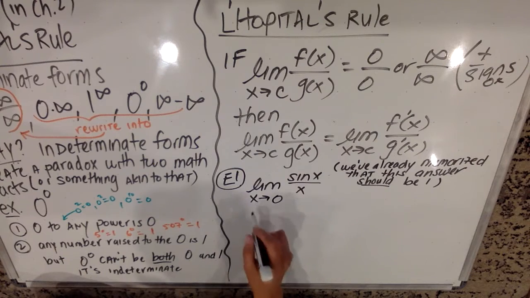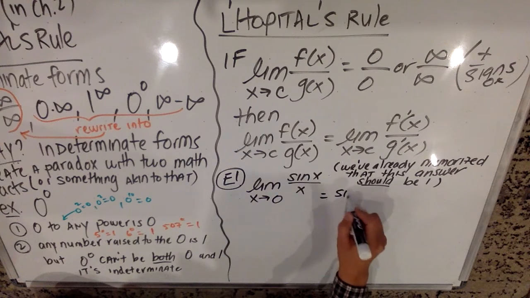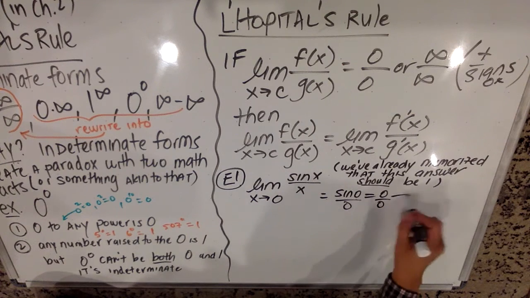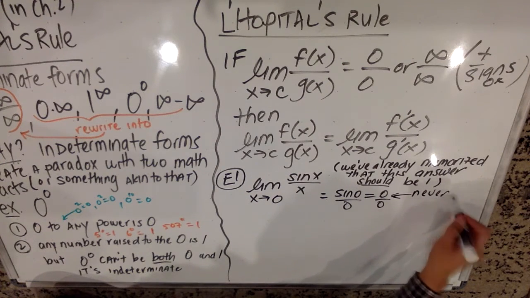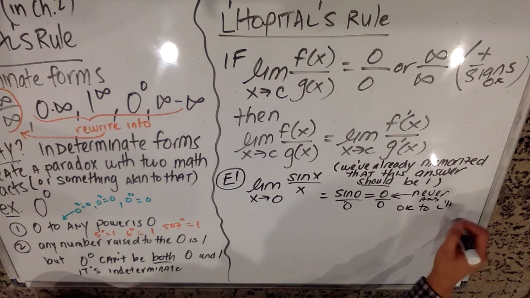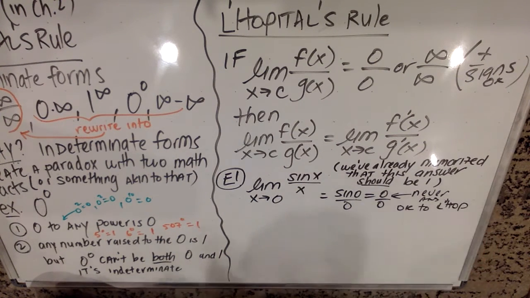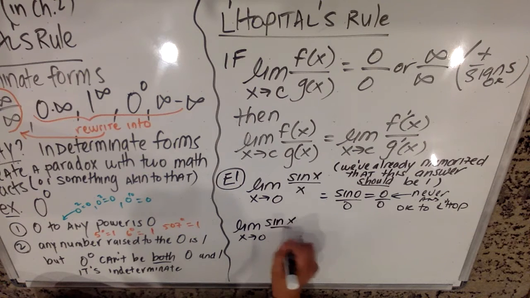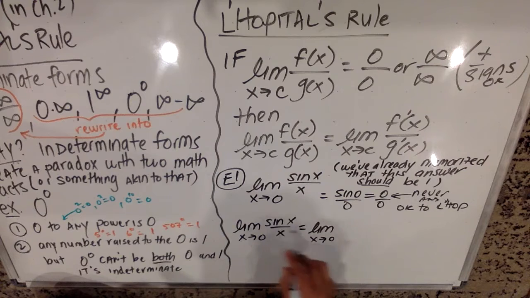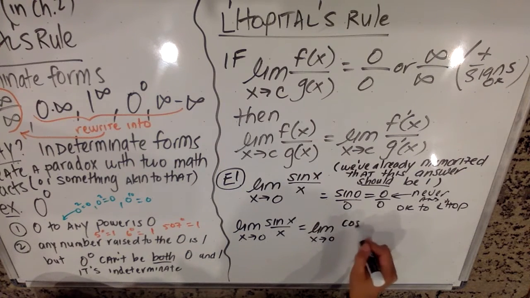If I try to plug in, I get sine of 0 over 0, which is definitely 0 over 0. That is never the answer, right? But what it tells me is that I'm okay to do L'Hopital's. So again, I always write it as I'm okay to LHOP. So that means that the limit as x approaches 0 of sine x over x is the same as the limit as x approaches 0 of the derivative of sine x, which is cosine x, on top of the derivative of x, which is a 1.